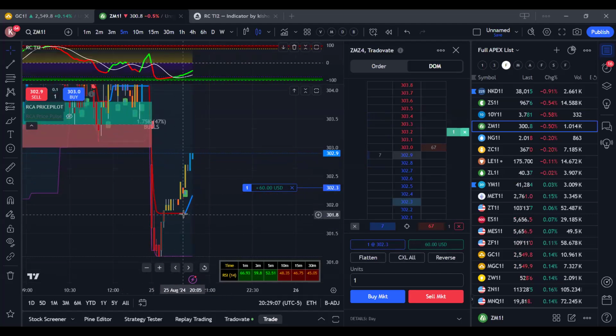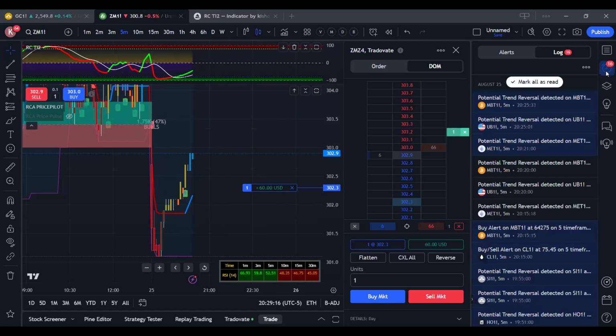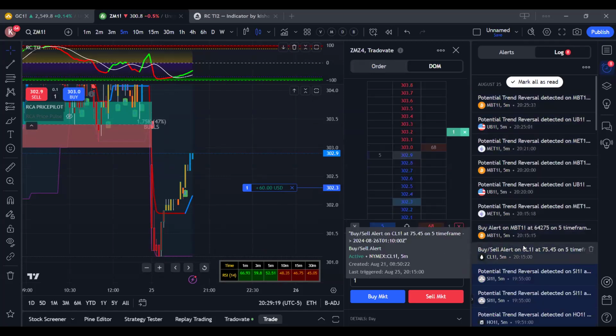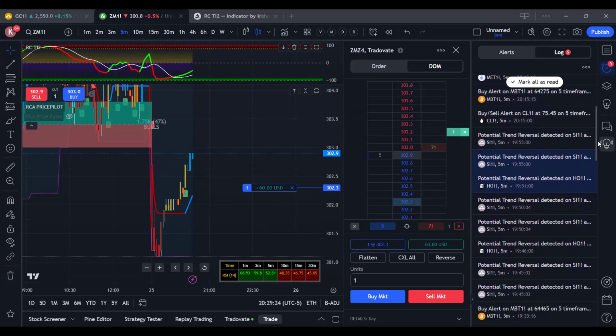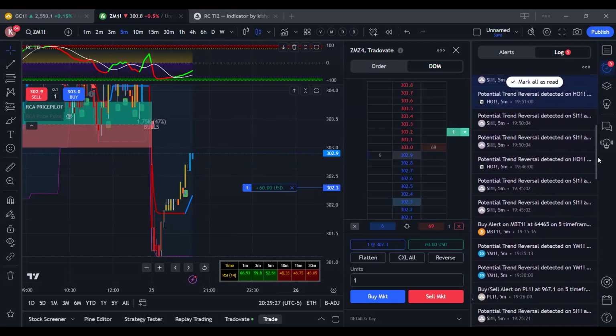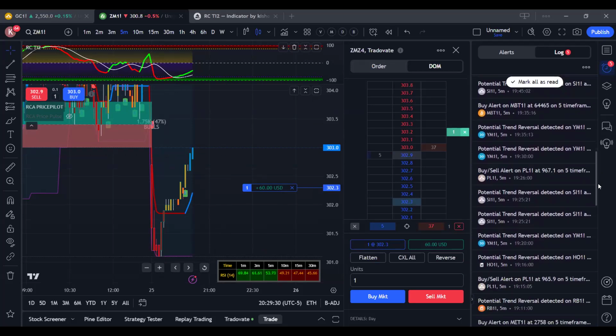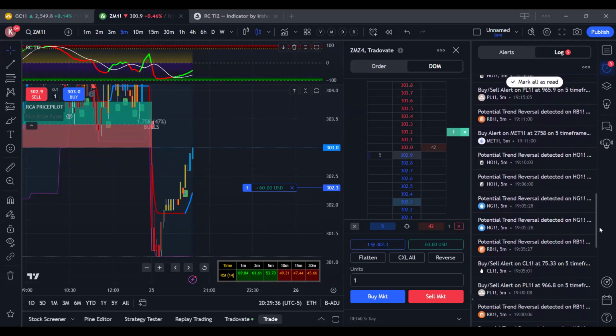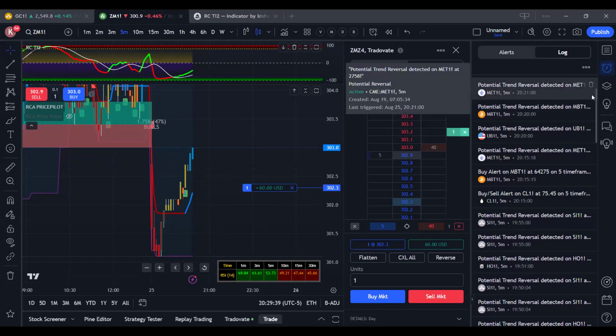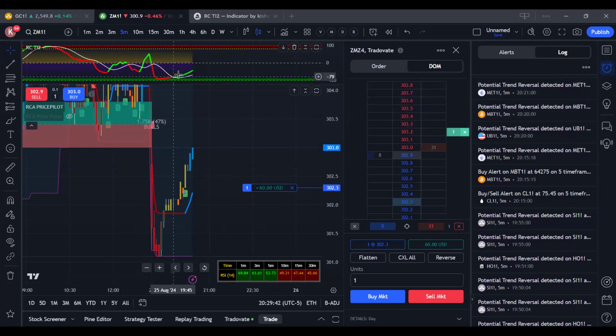Same thing here. Red turned to blue. 135 became green. This one came to the bottom. So if you see here, potential, maybe I might not have kept an alert on them, but we would have received an alert saying trend reversal. It came all the way to the bottom. Now it is trying to go up.